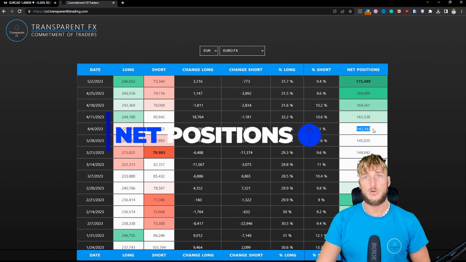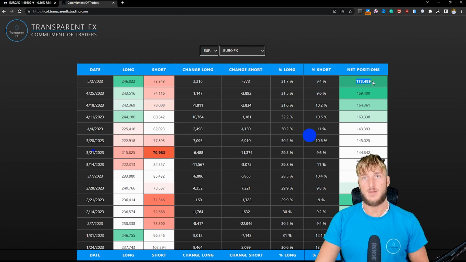We went from 143k net positions all the way up to 173k net positions, showing a huge increase of the net positioning, with institutions adding longs and closing shorts. In fact, with the last report alone, we can see 3.3k longs getting added and 700 shorts getting closed.